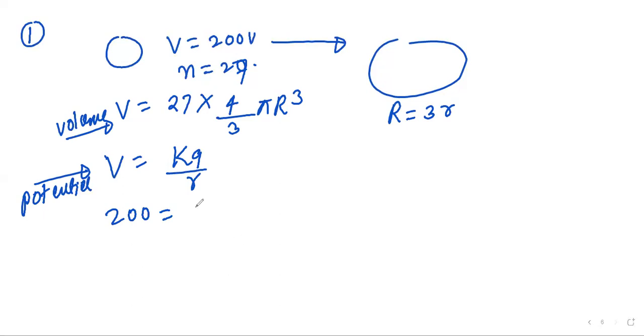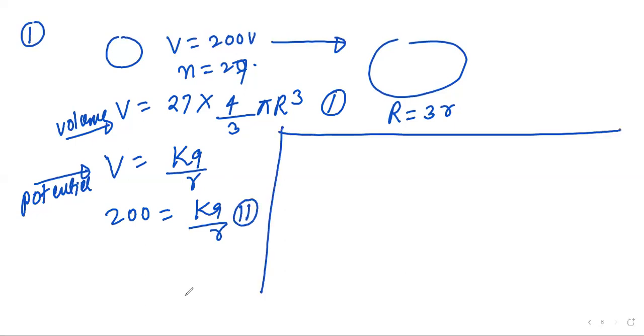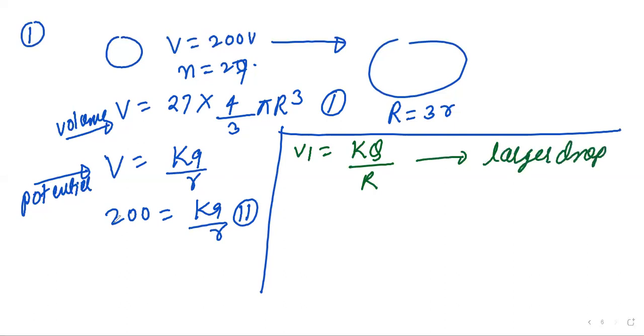So it will be KQ upon R. This is equation 1. This is your 2. Now see the next point. The next one is V1 equal to KQ upon capital R, after forming the larger drop. So this is for the larger drop potential, and this is for the smaller drop potential.